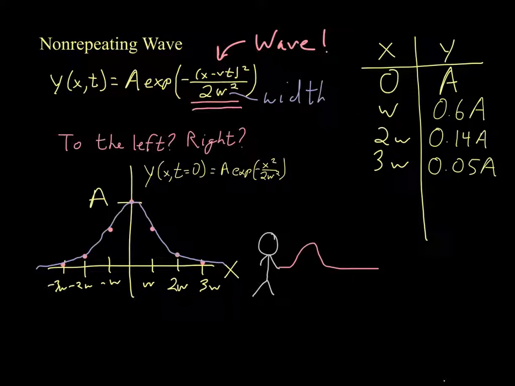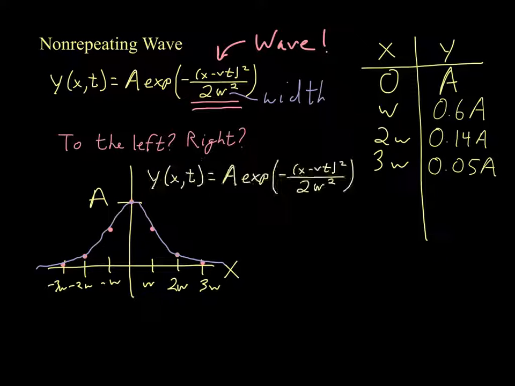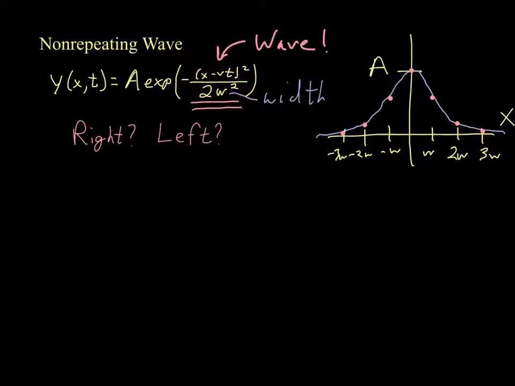Now that we know the shape of the curve, let's actually determine what direction it's traveling when we have this x minus vt term as opposed to an x plus vt term. So is it traveling to the right or the left? Well, the way that I would approach this is I would pick a point on the graph that is very unique. The most unique point that I can think of is the peak, the very center top part at x equals 0 and t equals 0.